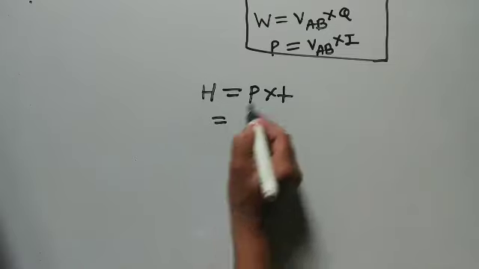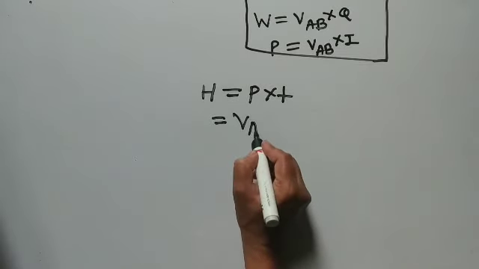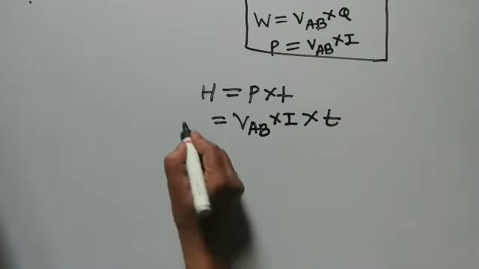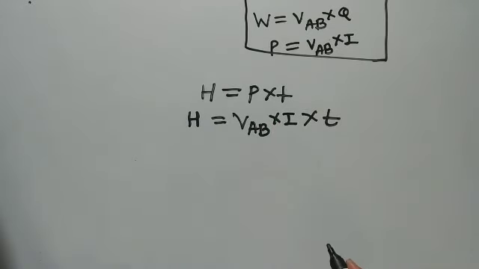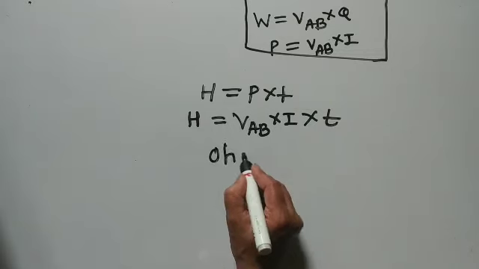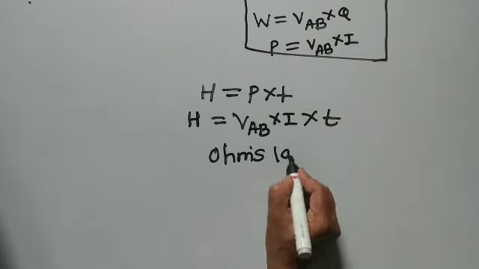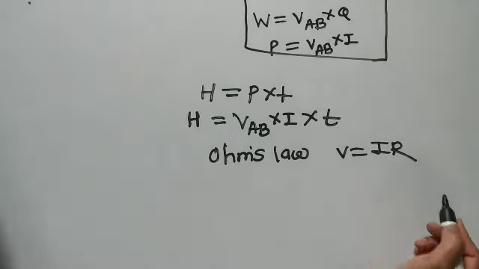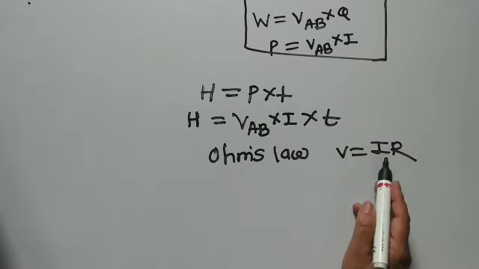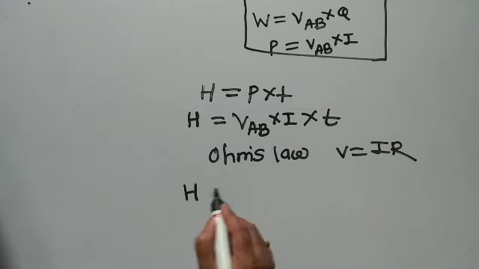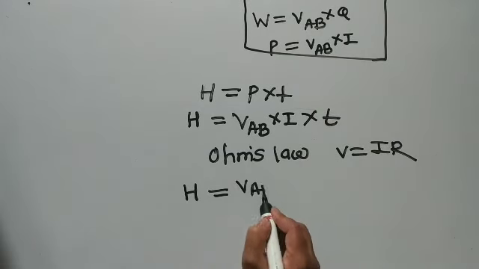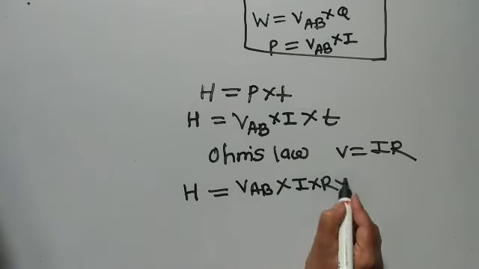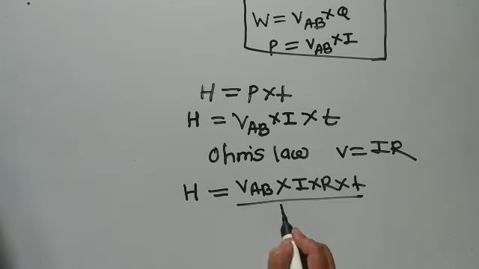Now here our P is equal to VAB into I. So VAB into I into T as it is. Now, by Ohm's law, V is equal to IR. This is Ohm's law. Now suppose H is equal to VAB into I into R into T divided by R.